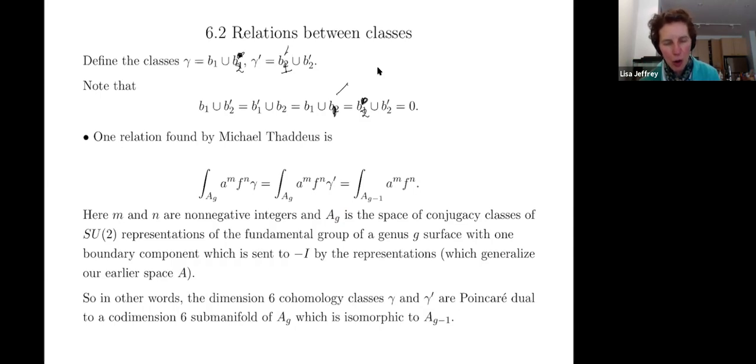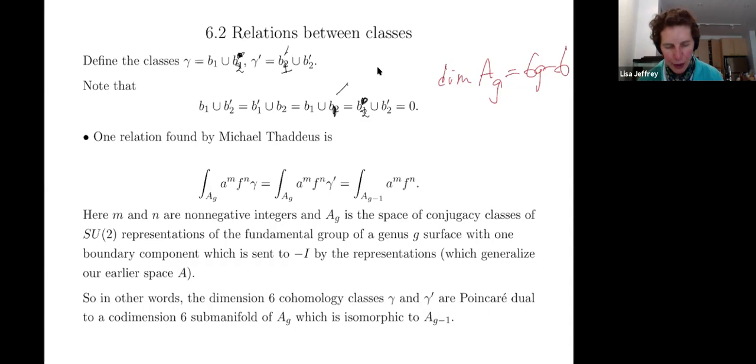So the relation that Michael Thaddeus found is that if you have some class in the A's and F's, it doesn't matter, in fact, whether you use gamma or gamma prime, this is the same thing as taking the integral over A sub G minus 1 of the same class. Let me remind you the dimension of A sub G is 6G minus 6. So the point is that the dimension of A sub G minus 1 is 6 less than the dimension of A sub G.